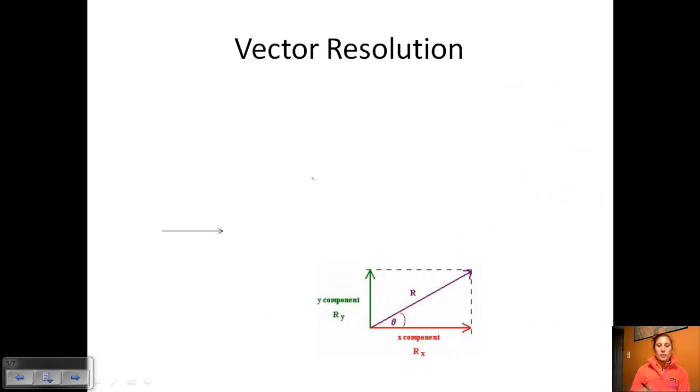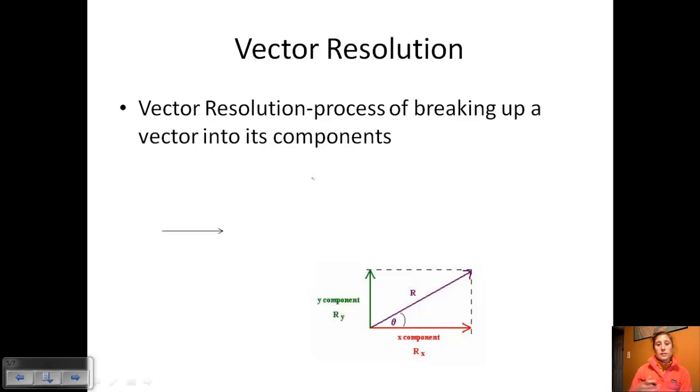Okay, so let's talk about what's called vector resolution, which is basically the process of breaking up a vector into its components so that we can add 2 different vectors together.